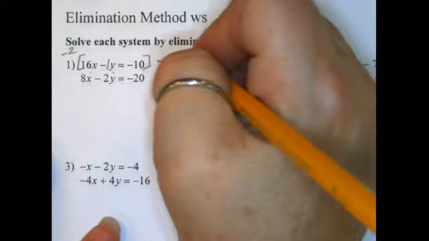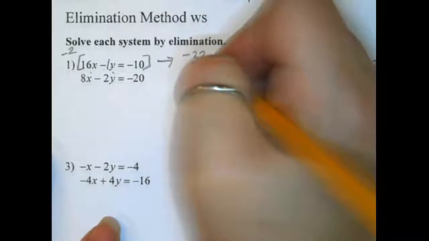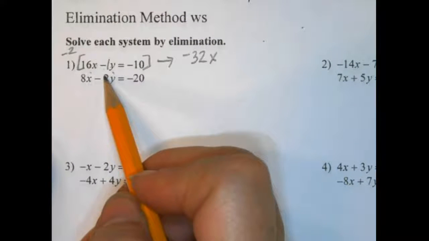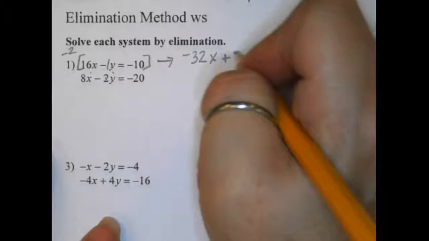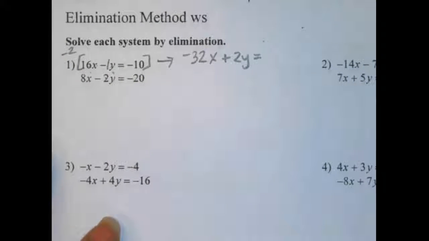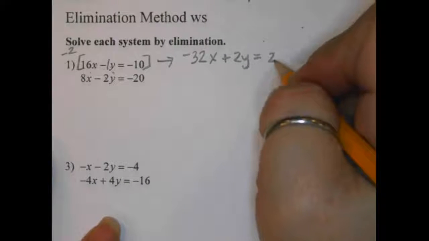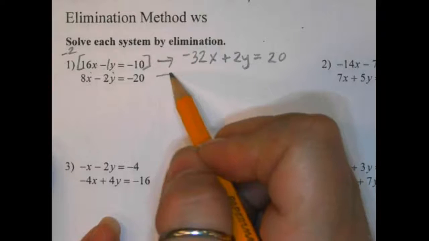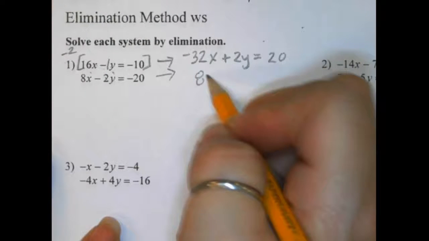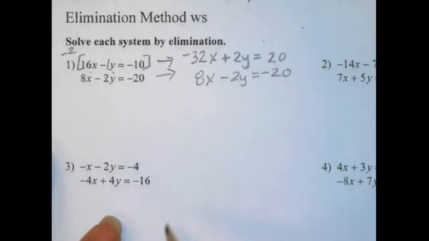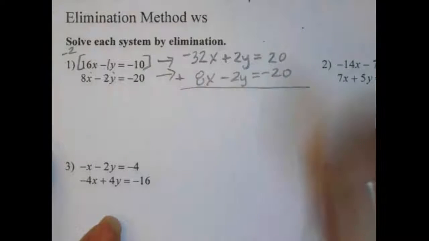-32, so -32x. A -2 times a -1y becomes what? +2y. A -2 times a -10 becomes what? +20. Okay, I'm only multiplying that top row, then I'm going to bring that second row over. I have a +8x, a -2y, and a -20. Now I'm going to solve this problem by using addition. I'm just going to add them.